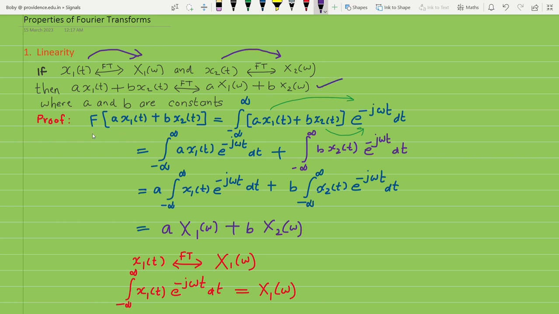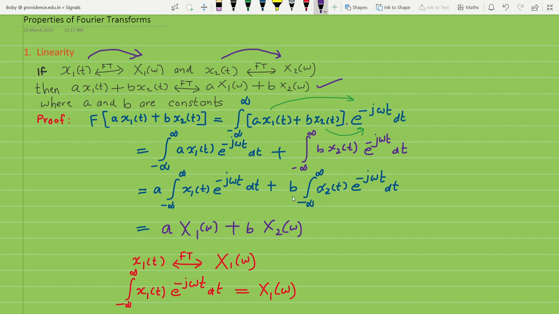Let us find the Fourier transform of a x1 of t plus b x2 of t. Now, as per the definition of Fourier transform, it will be equal to the integral from minus infinity to infinity of a x1 of t plus b x2 of t into e power minus j omega t dt.